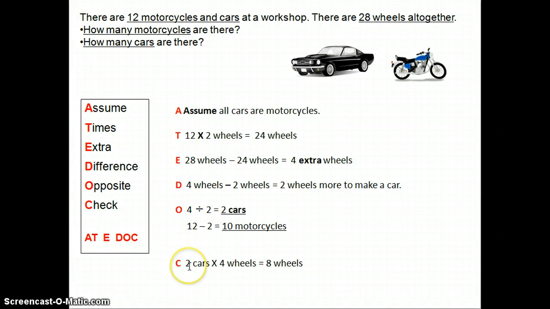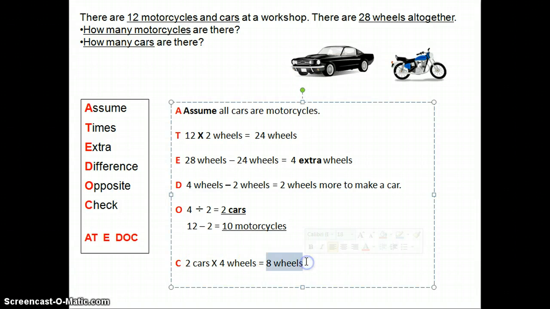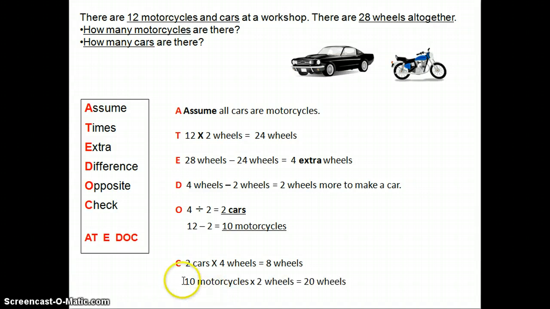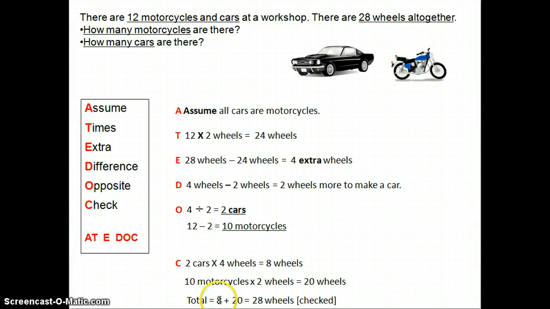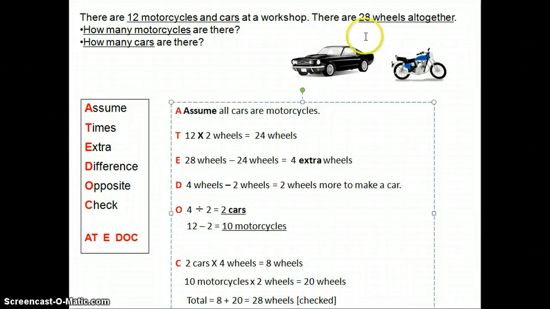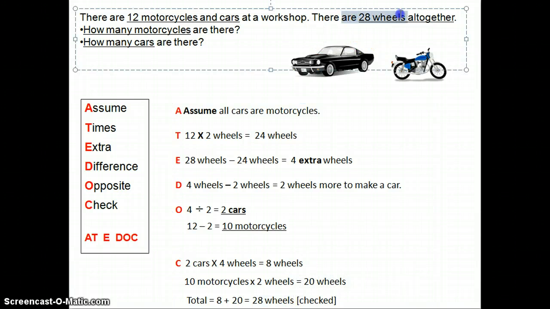We will check by finding out how many wheels the cars have first. We had 2 cars, we multiply by 4 wheels, we get 8 wheels. Next, we find out how many wheels the motorcycles have. We knew that there were 10 motorcycles, we multiply by 2 wheels, and then we get 20 wheels. Lastly, we take the cars' wheels and the motorcycles' wheels and we add them together, which is the total. We take 8 plus 20, which gives us 28 wheels. This 28 wheels is the same as what was given in the question, 28 wheels.